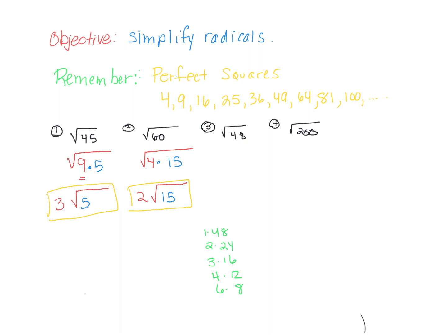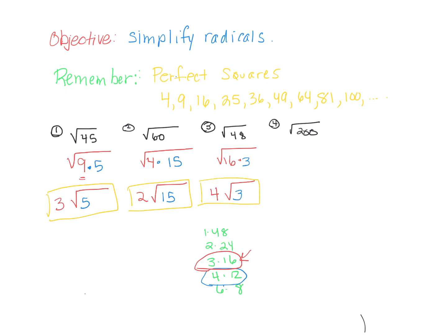And we might even see that we see a perfect square here with 4 and 12. But what we're actually looking for is the largest perfect square, which would be 16. So when we rewrite this, this is going to be 16 times 3. The square root of 16 then is 4. 3 will stay under the radical.